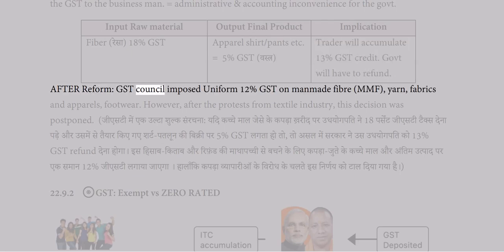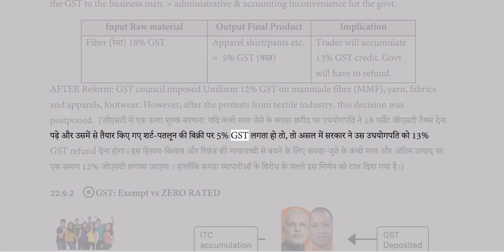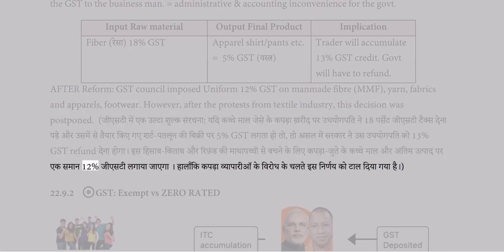After reform, the GST Council imposed a uniform 12% GST on man-made fiber, MMF, yarn, fabrics, and apparel, footwear. However, after protests from the textile industry, this decision was postponed. 18% GST, 13% GST refund, 12%.